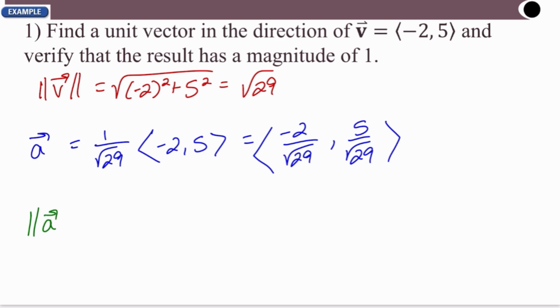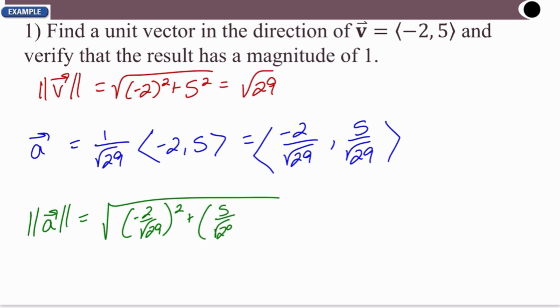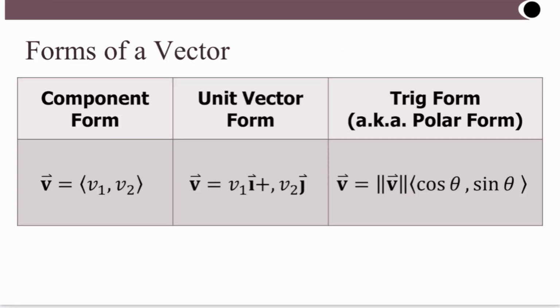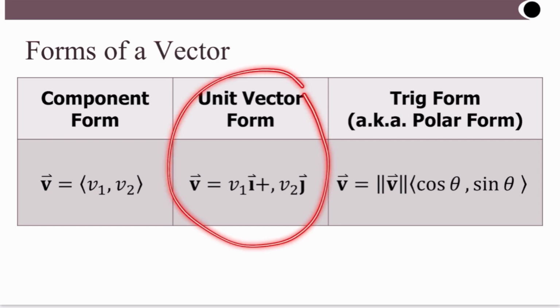So the magnitude of vector A is going to be the square root of (-2 over the square root of 29) squared plus (5 over the square root of 29) squared. When you square a fraction, you square the top and the bottom, so it's going to be the square root of 4 over 29 plus 25 over 29. That's the square root of 29 over 29, which is the square root of 1, and that's equal to 1. Voila. So we did two things. We found the vector that has the same direction as vector v, but this particular vector has a magnitude of 1.